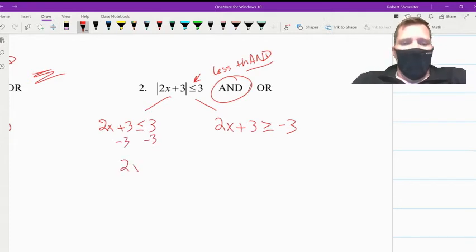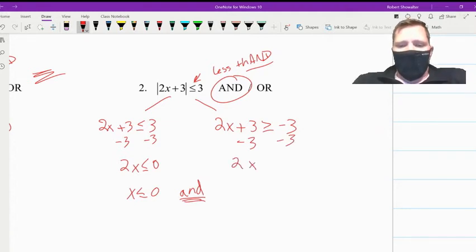Minus 3, 2x less than or equal to 0. X is less than 0. It's an and. Make sure you write that word in there when you do it. Minus 3 both sides. 2x greater than or equal to negative 6. Divide by negative 2 here. We get x is greater than or equal to negative 3.